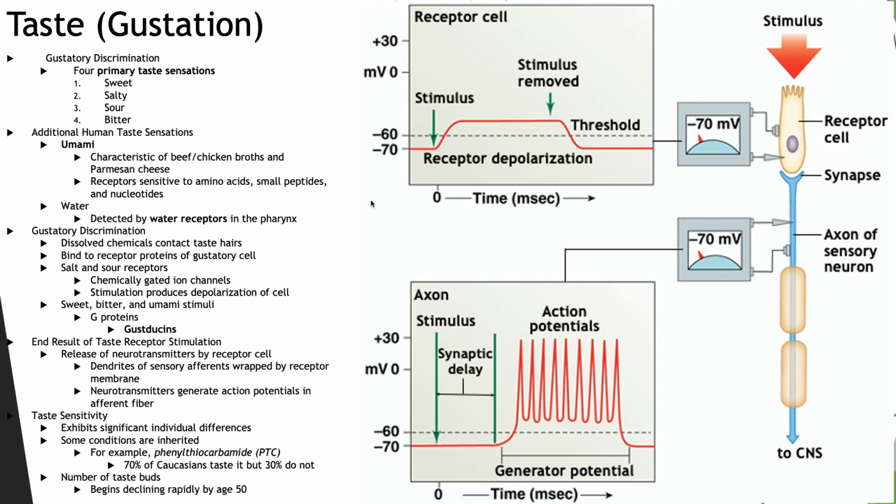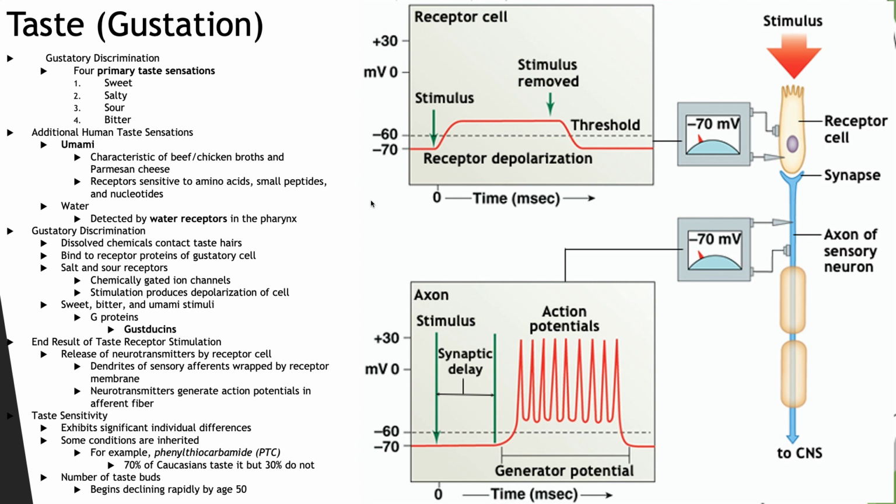Humans have two additional taste sensations that are less widely known. Umami, which is derived from the Japanese word meaning deliciousness, is a pleasant savory taste corresponding to the flavor of beef broth, chicken broth, and Parmesan cheese. Umami is due to the presence of free glutamates in food. The distribution of these receptors is not known in detail, but they are present in the taste buds of the palate papillae.